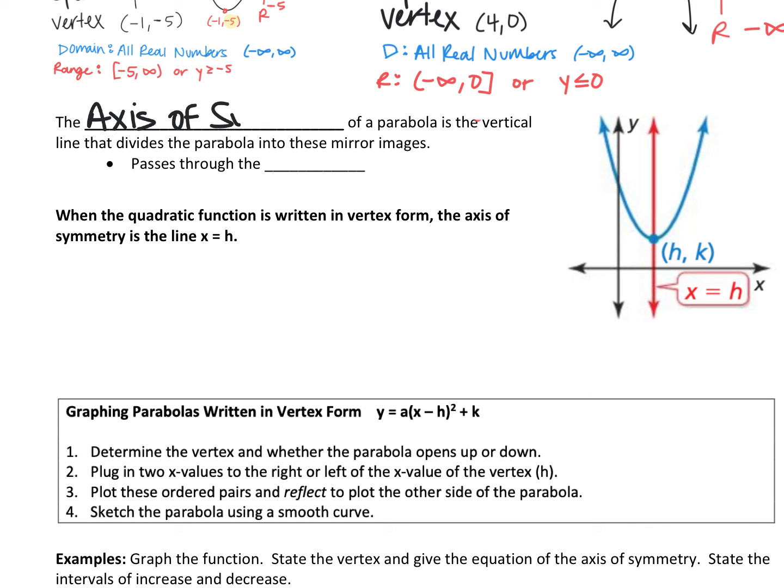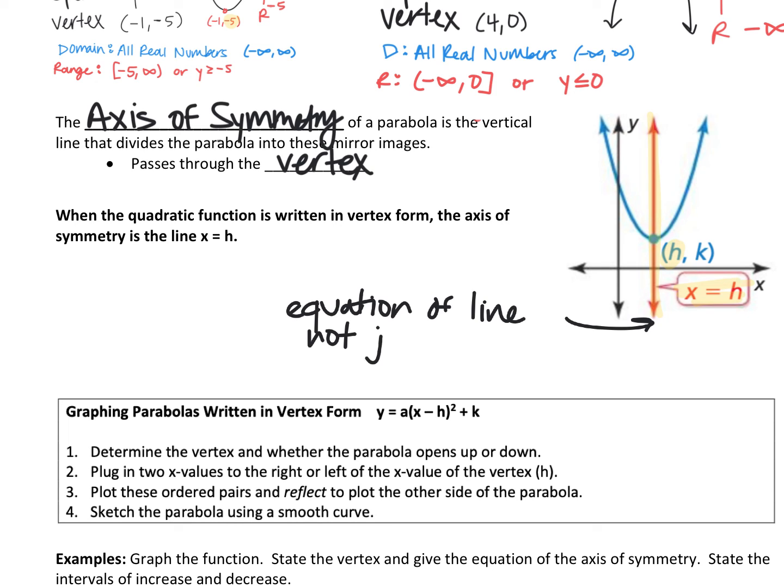Axis of symmetry. If you see me write AOS, that's what I'm talking about. The axis of symmetry of a parabola is a vertical line that divides the parabola into these mirror images. It passes through the vertex. So you see here, here's my axis of symmetry. It has an equation of x equals h. Notice it's an equation of a line, because it's a vertical line, not just a number. So I need to see you say something like x equals 5 or x equals 2.